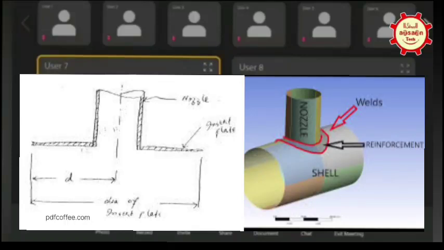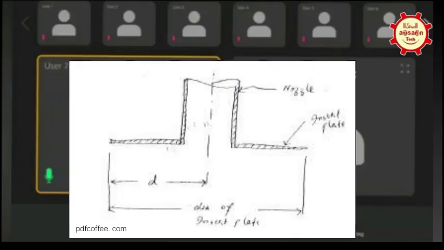It's a replacement of the shell part around the nozzle. So actually it will be like what Ravi said. It is similar, but it is not. What you will do, you will cut the shell. This pad will be directly butt welded to the shell. You will make an opening and you will put it in.